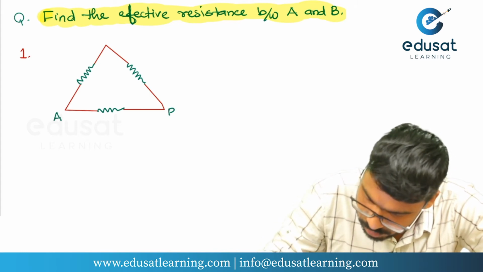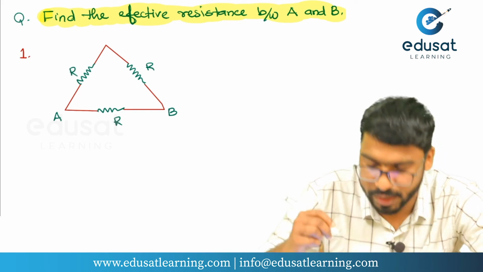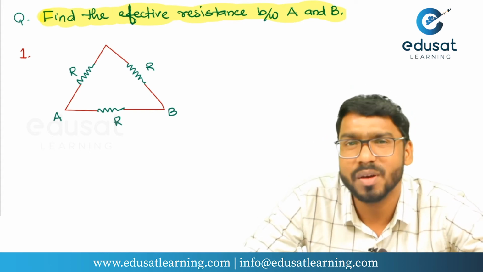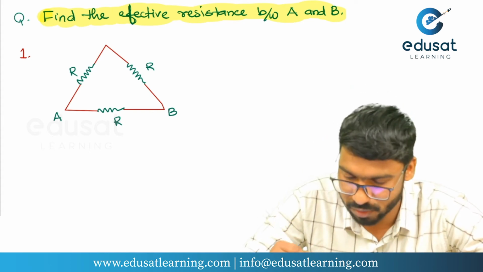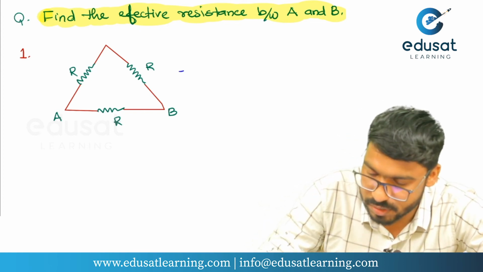A, B, all are identical resistors. What will be the effective resistance? Can you find it?